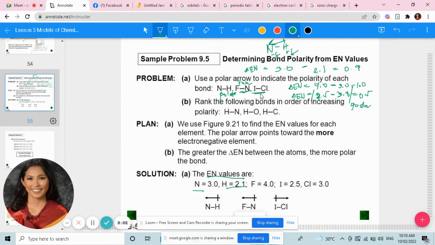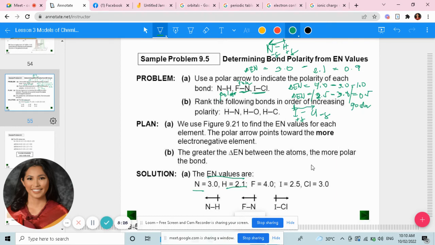Okay. Then partial charges for ICl. ICl. Partially positive? I, ma'am. Partially negative? Cl. Arrow goes towards Cl.